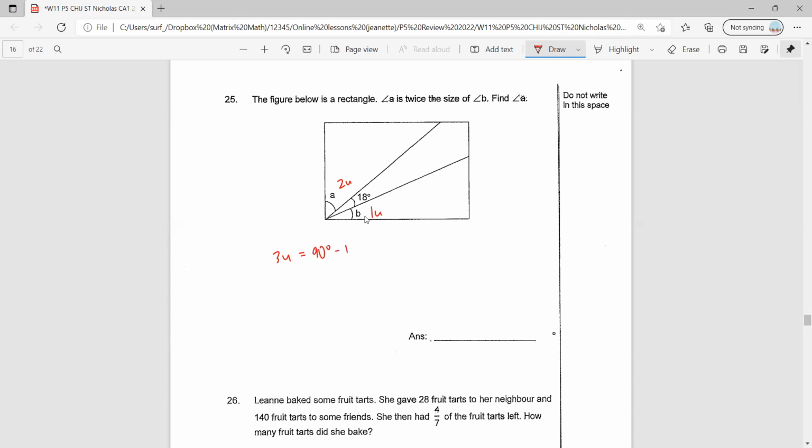So 90 take away 18. 72 degrees. Then we find 1 unit. You remember, right? Degrees. 1 unit is 24 degrees, but this is what we want. 1 unit is B, but you don't want B, right? You want A. A is 2 units, which is 48 degrees.